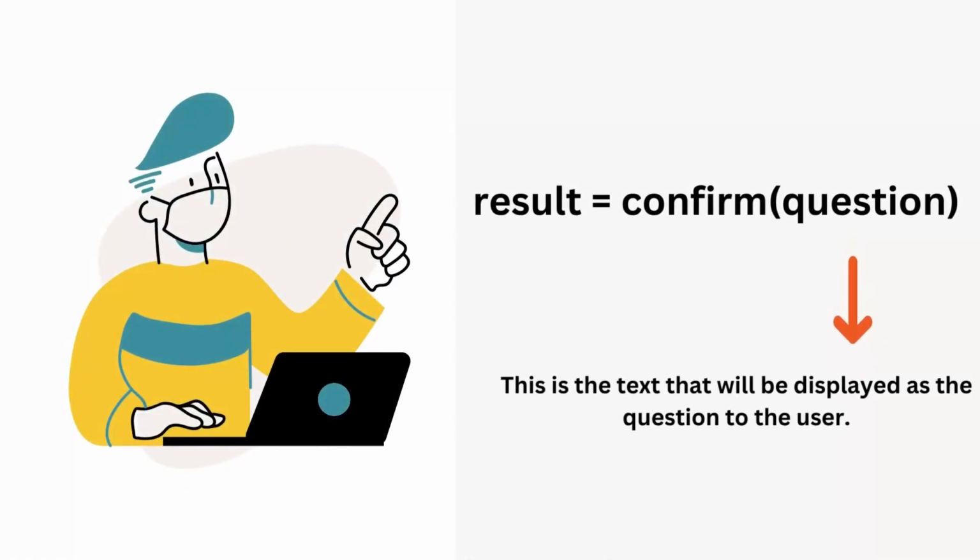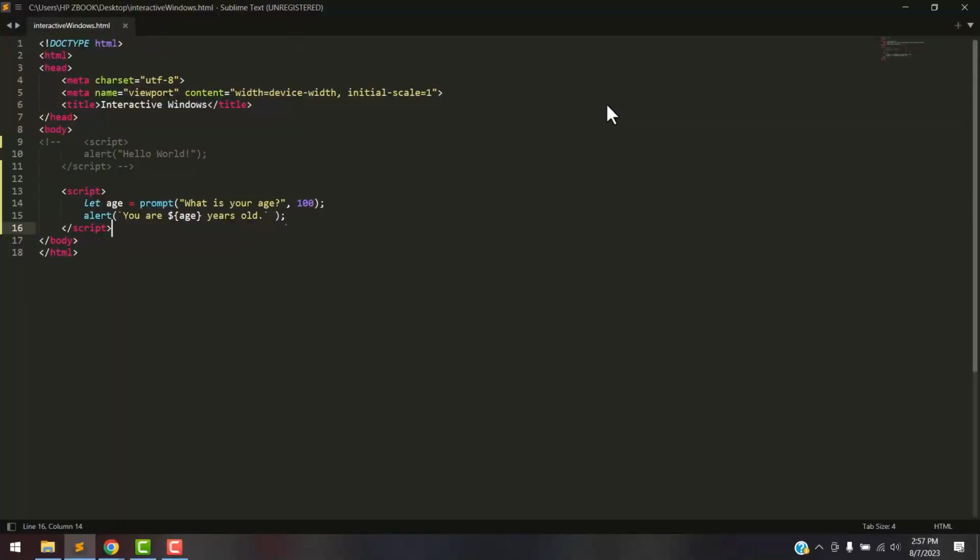The confirm function is an awesome way to ask the user for their confirmation or decision. It creates a pop-up window with a question and two buttons, OK and Cancel. Here is the syntax for the confirm function. This is the text that will be displayed as the question to the user. Now the exciting part is that the user can either press the OK button or the Cancel button to respond to our question. And based on their choice, we get the result.